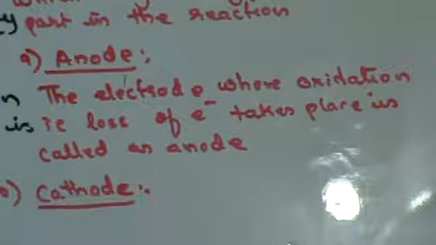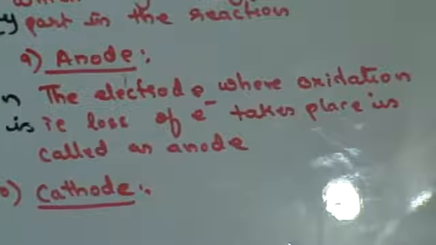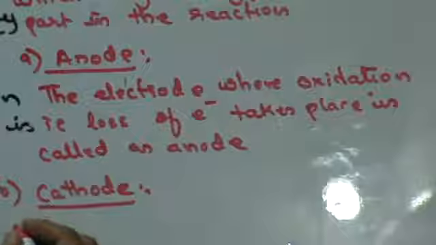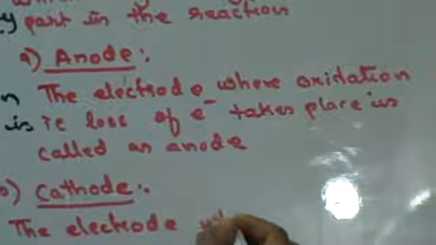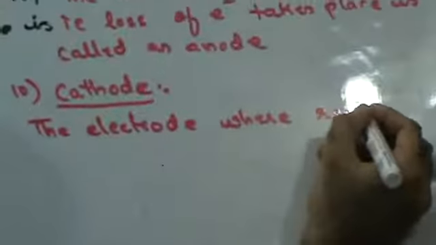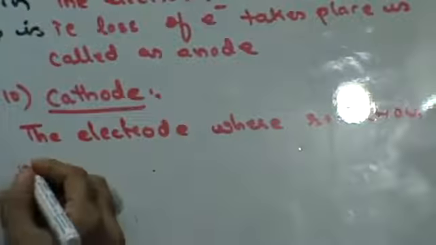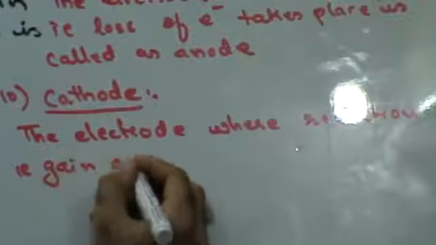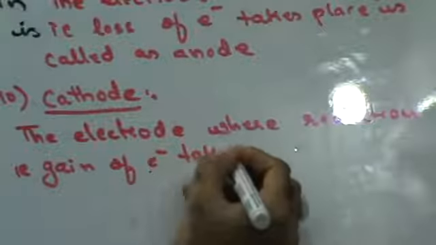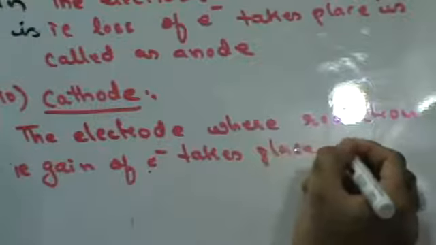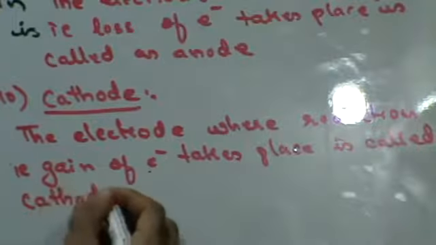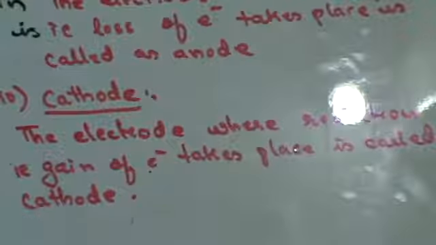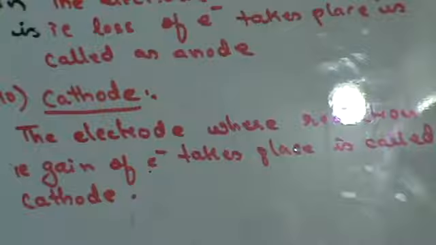Exactly the reverse of this. The electrode where reduction, that is gain of electrons, takes place is called the cathode, right? Now when you talk about the cathode, there are two different types of cathodes.